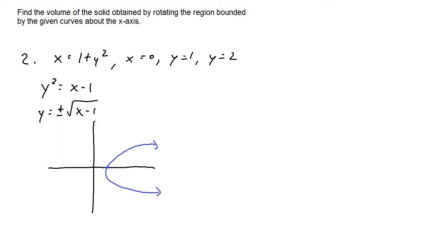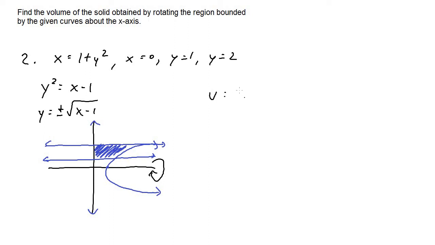Now we have x equals 0, which is going to be the y-axis. We have y equals 1, which is going to be somewhere around here, and then we have y equals 2, which is somewhere around here. So we're basically looking for this region. This is the region that's being bounded by all four of those curves, and we want to rotate that region about the x-axis. Now once again, the formula for shell method, this time we're putting everything in terms of y, because once again we're rotating about the x-axis.